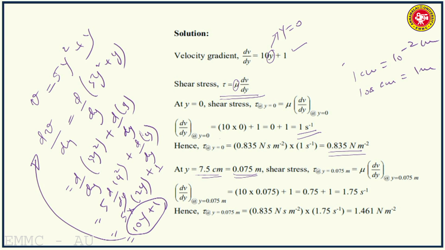So that becomes, you put y is equal to 0.075 meter. So 10 multiplied by 0.075 meter plus 1, you get 1.75 per second as the velocity gradient at 7.5 centimeters from the bottom plate. So you get 0.835 Newton second per meter square multiplied by 1.75 per second, you get the shear stress as 1.461 Newton per meter square. So at the bottom plate, at the fixed plate, the shear stress is less, whereas at 7.5 centimeters from the bottom plate, the shear stress is high because the velocity gradient is high.